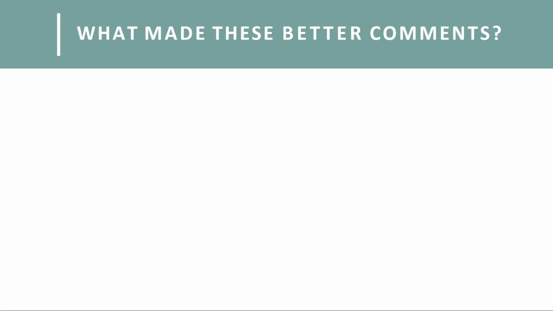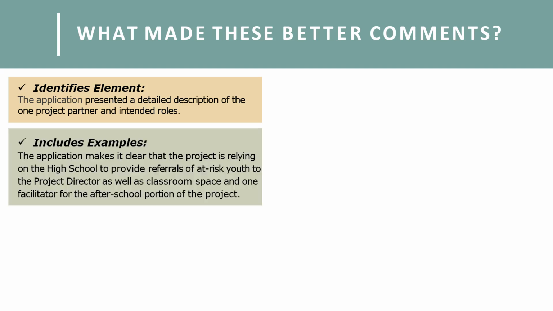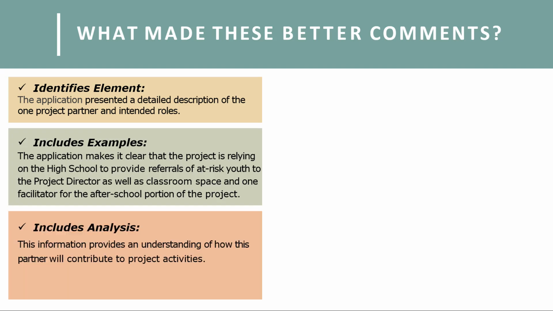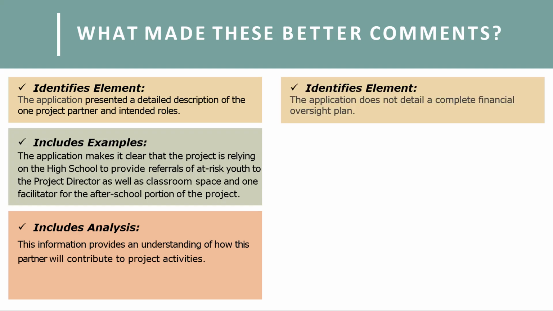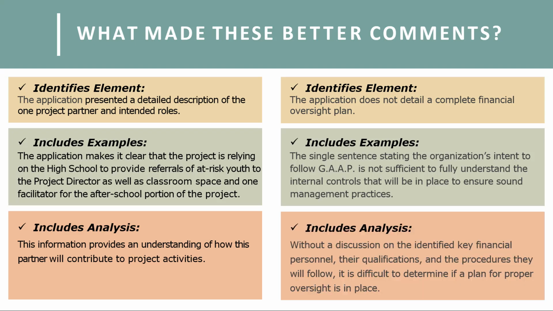Looking at each of these a bit closer, we see the strength comment identifies the element, provides examples about the high school referrals and classroom space, and wraps up the comment with analysis to tie up loose ends. The weakness comment also touches on the element, provides an example of what does exist in the application, and then goes on to explain why just that little bit of information wasn't sufficient to earn points within the analysis.